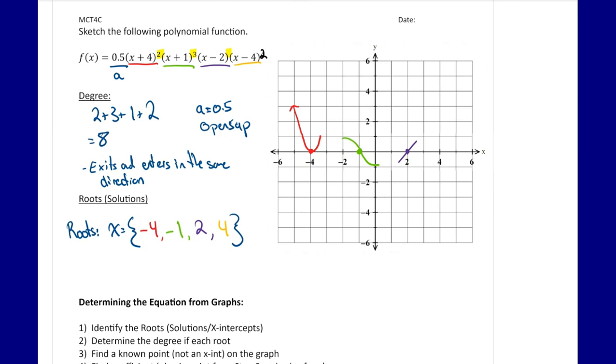The last one, at positive 4, because it has a degree of 2, it needs to touch as a parabola. So I'm going to draw it something like this.